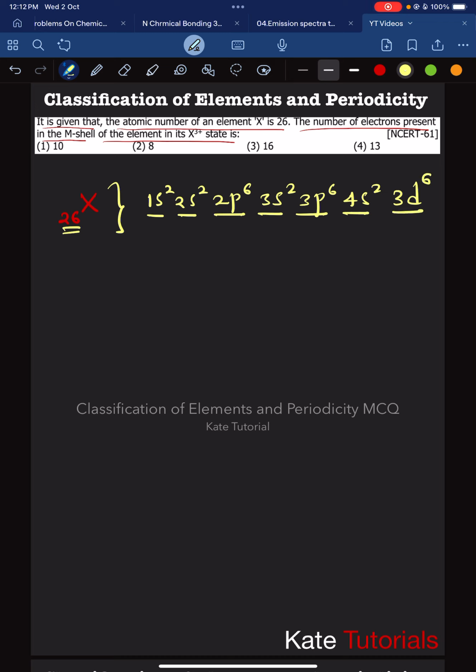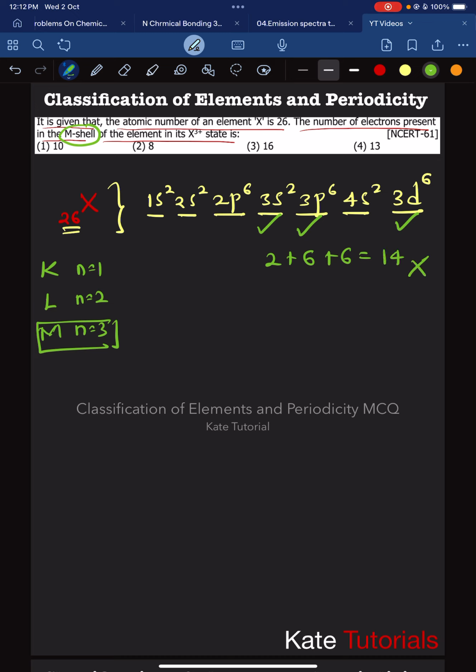So they are asking the number of electrons present in M shell, right? M shell, we know what? K, L, M. For K shell, n value will be 1, L it will be 2, n is equal to 3 for M shell. So here you can see this is M shell, this is M shell, and this is M shell. So number of electrons are 2 plus 6 plus 6. So it will be how much? It will be 6 plus 6, 12, 12 plus 2, 14 electrons. But this is not the answer.